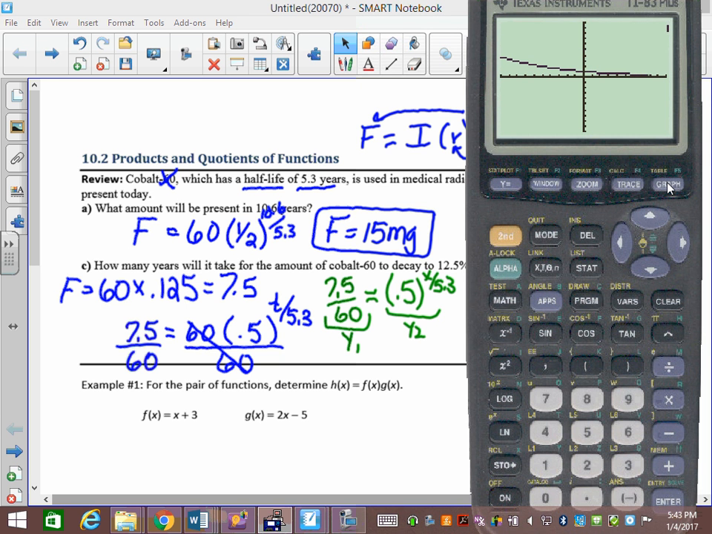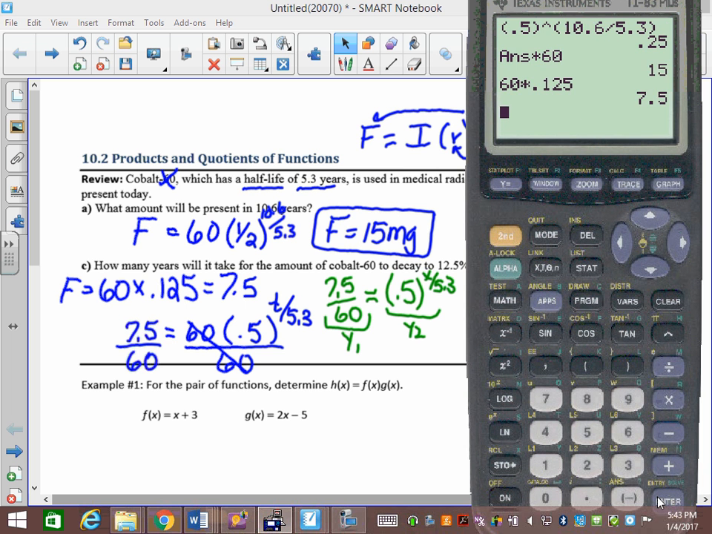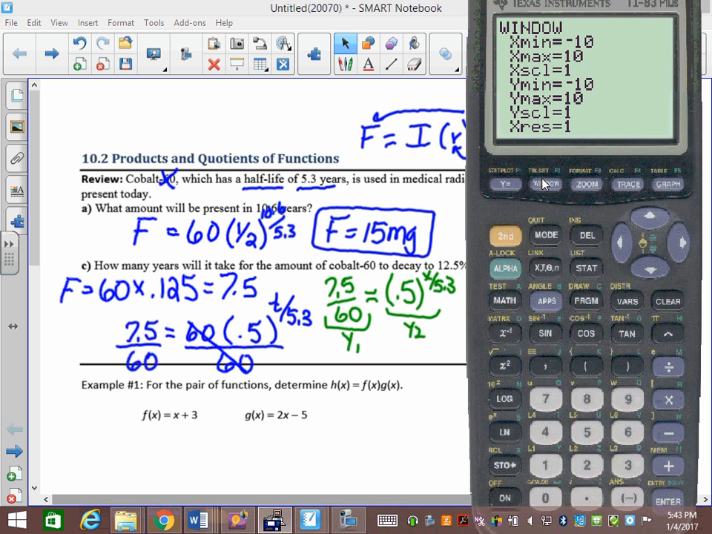Now if I go second trace 5, enter, enter, enter, and it errors me, it's because you're trying to find an x value that's larger than your window can see. And if you can't see it on your window, it can't calculate it. So second trace 5, enter, enter, enter. Let's see what we get. So it says no sign change. Now that's because if I go to my window, my x max is 10, and the value of this is going to be more than 10. It took 10.6 to get to 15 milligrams on the previous example, so it's obviously going to be more than 10.